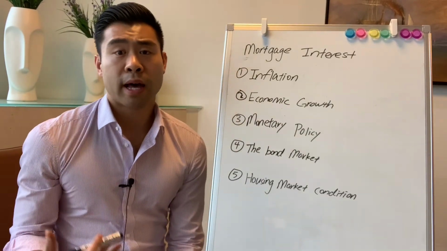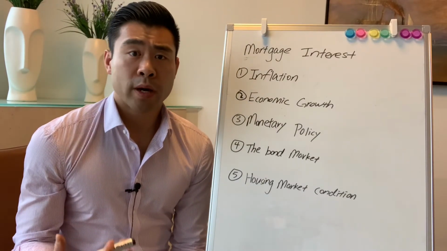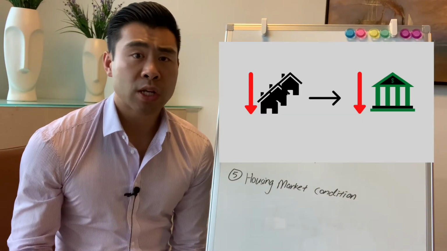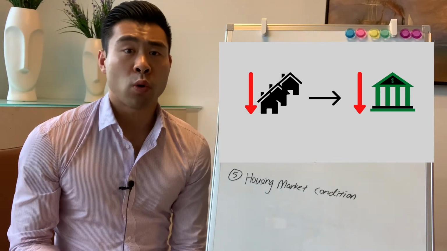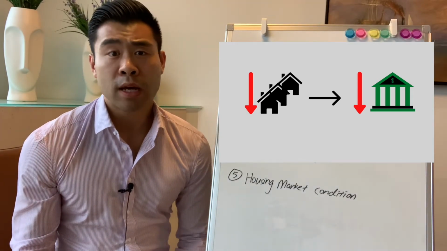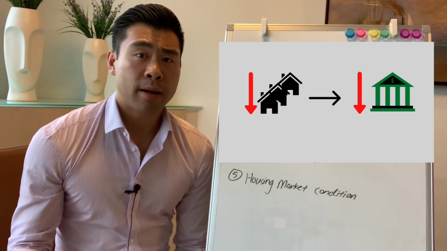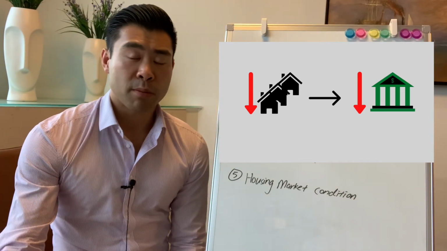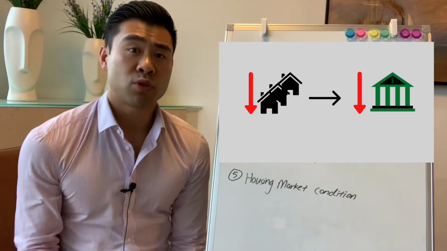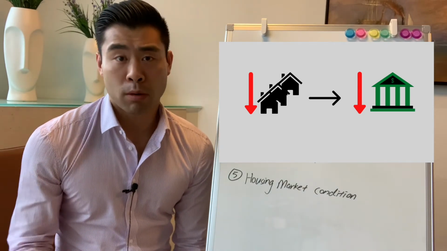Number 5, and lastly, the housing market conditions. At the end of the day, if there's not enough houses on the market, whether there's not enough new houses being built or no one wants to sell their houses because it's COVID, nobody wants to list their house, that means there's less purchasing going on, meaning there's not enough mortgages being taken out at the banks. The bank will drop their interest rate to motivate people to come borrow more money.